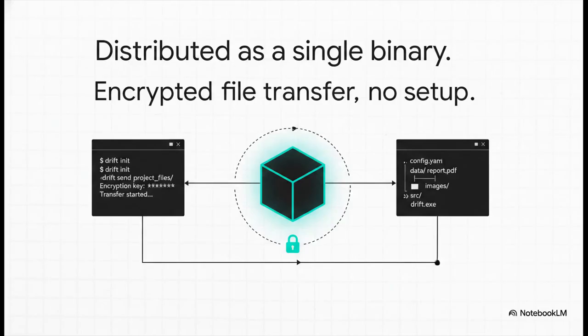And because of that embedded architecture, Drift is distributed as just a single binary. It really lives up to its core tagline, encrypted file transfer, no setup. You don't have to install dependencies, and you definitely don't need to mess with web servers. You literally just grab the binary from Homebrew on a Mac or download it from their GitHub releases, and bam, you are instantly up and running. Oh, and it also features CLI subcommands for headless operation if you're someone who prefers staying strictly in the terminal.